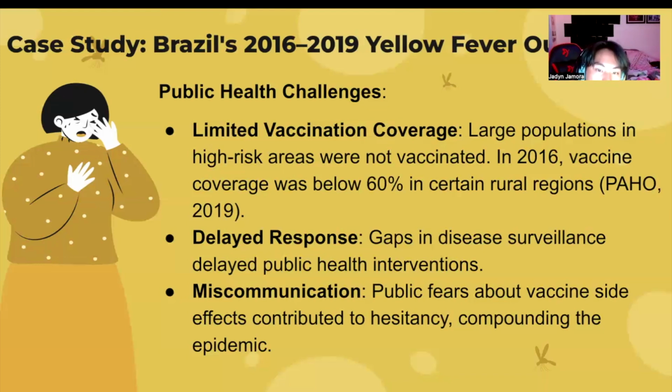Miscommunication. Public fears about vaccine safety further complicated efforts to control the epidemic. Concerns about potential side effects, fueled by misinformation and inadequate public health messaging, contributed to vaccine hesitancy in affected communities. This lack of trust in vaccination programs undermined efforts to achieve sufficient immunization coverage, exacerbating the epidemic's impact. Effective communication strategies addressing vaccine safety and efficacy were critical but often insufficient during the outbreak.